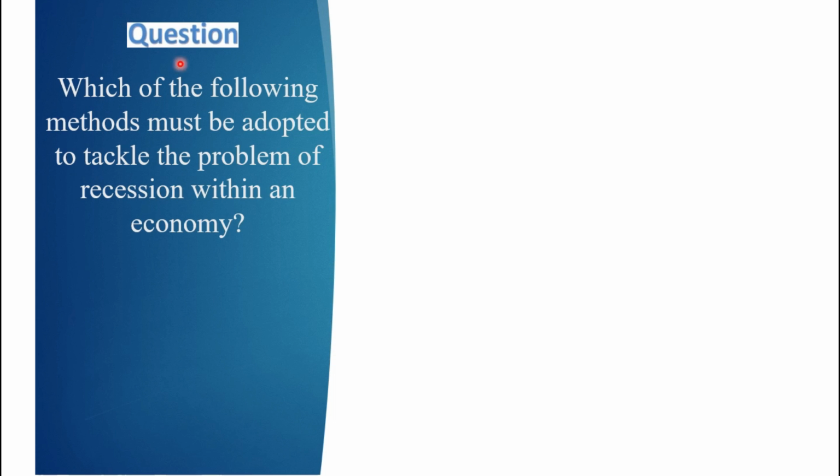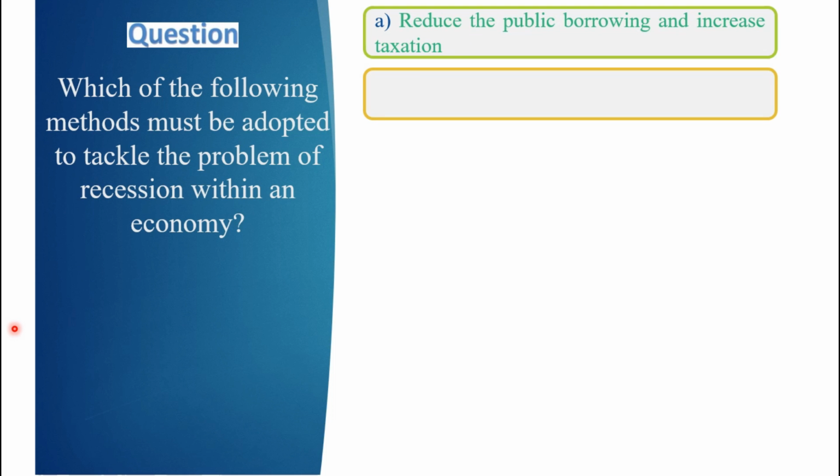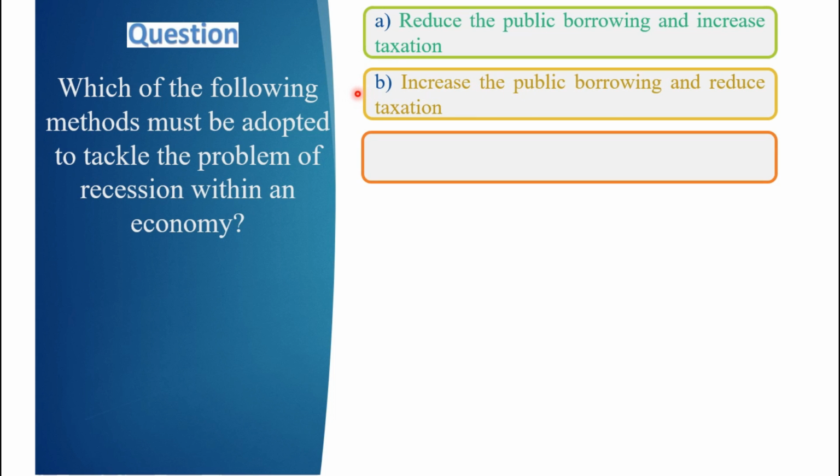Our next question is: which of the following methods must be adopted to tackle the problem of recession within an economy? And the options for you are as follows. Option number 1 is reduce the public borrowing and increase taxation. Option number 2, increase the public borrowing and reduce the taxation.